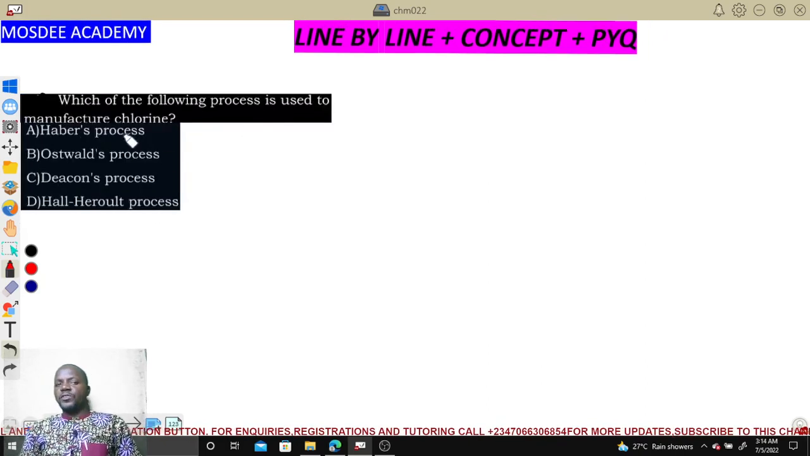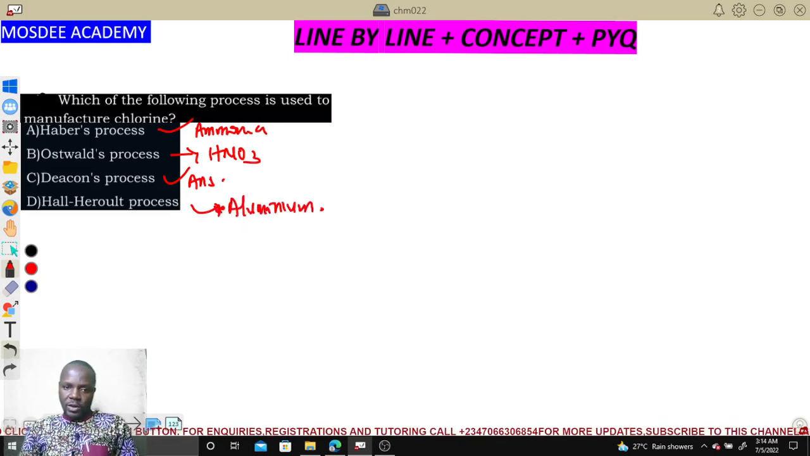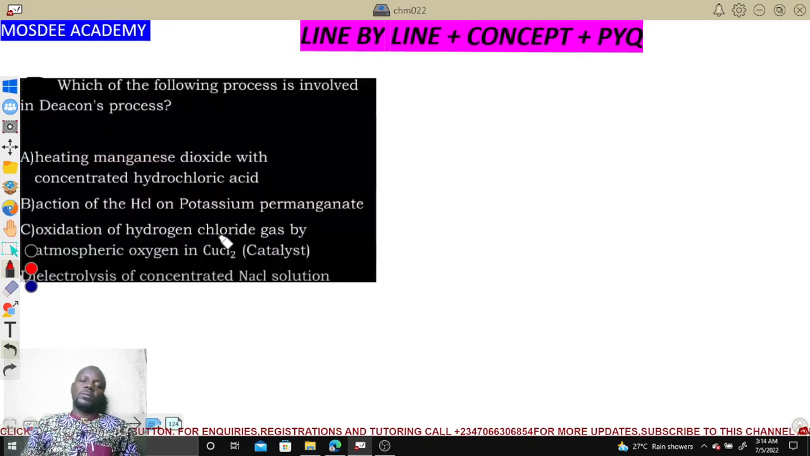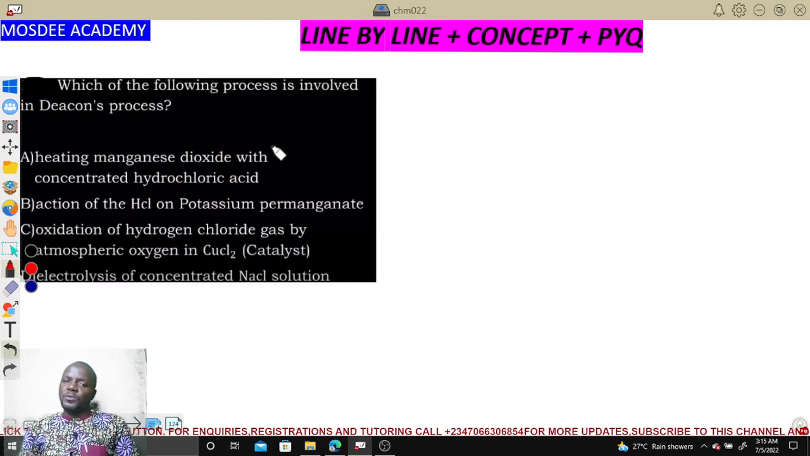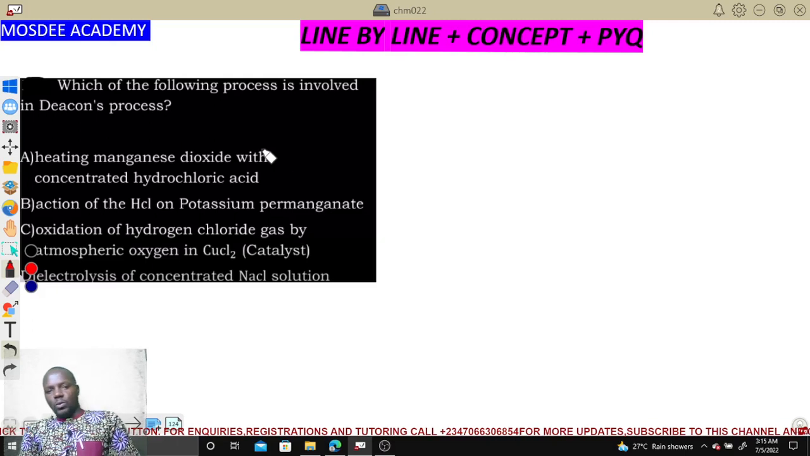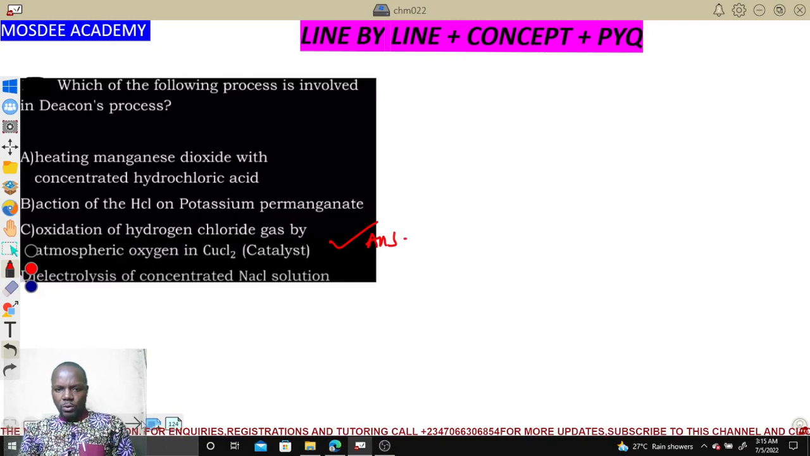Now, which of the following processes is used to manufacture chlorine? The Haber process is for ammonia, I hope you still remember. The Ostwald process is for HNO3. The answer to the question is what? Deacon's process, I talked about that. The Hall-Heroult process is for aluminium. So you can keep that in mind, in future questions you can come across that. Next question. Which of the following is involved in Deacon's process? I think I explained Deacon's process the other time. Atmospheric oxygen with hydrochloric acid gas in the presence of a catalyst. What's the catalyst? Copper chloride. Just look for the language. I think this is it. This is the answer. We can move line by line, almost there.